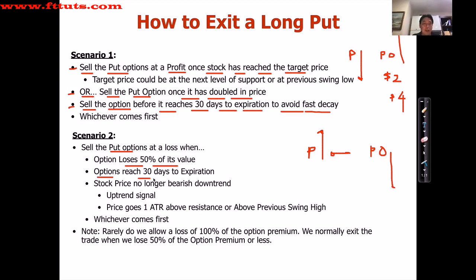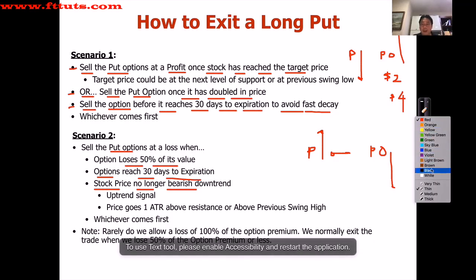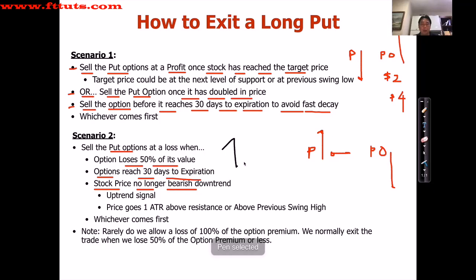Or again, we reach 30 days to expiration, or we find that the stock price is no longer on a downtrend. Remember, the reason we shorted the stock was because the stock was on a downtrend, like so, making lower highs and lower lows, right? And we shorted it over here, we expected it to go down. So if it reverses into an uptrend, it makes higher highs and higher lows, no longer a downtrend, the trend is not in our favor, we exit the trade with whatever loss that we have.